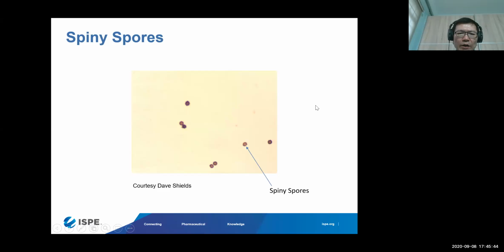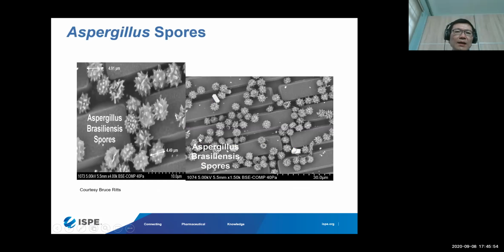So this is the diagram of the spiny spores. If you look at the microscope image, it is not so clear, but you can see the spikes here basically. So this is to make sure that it's at least 75% spiny spores, to pose as the worst case challenge in the efficacy studies.